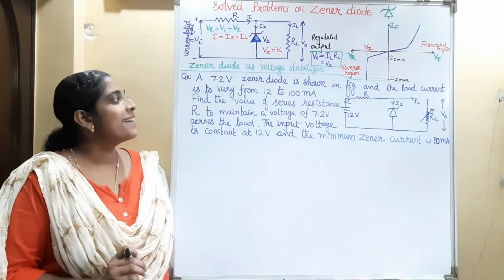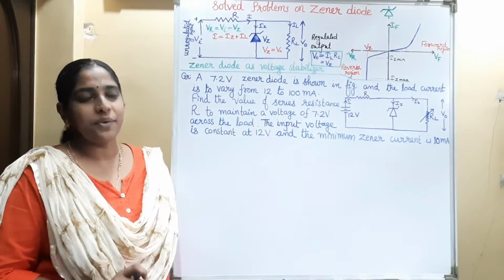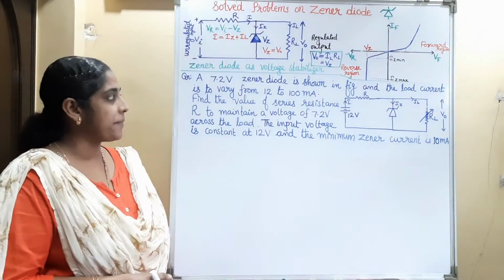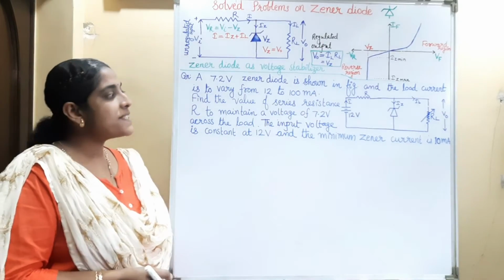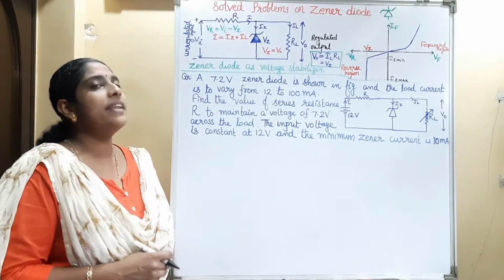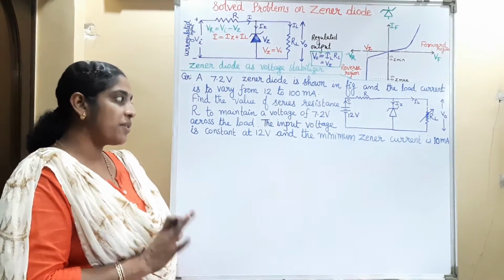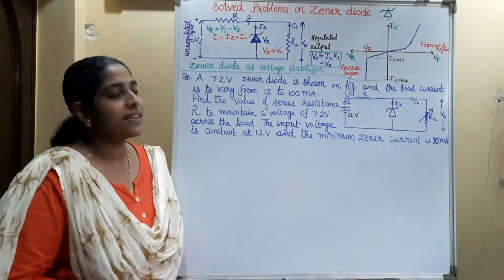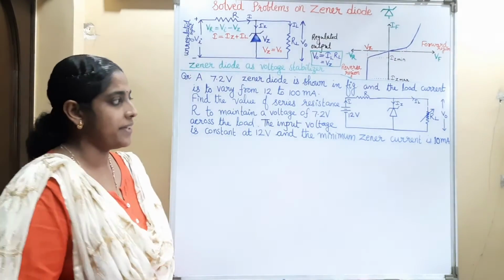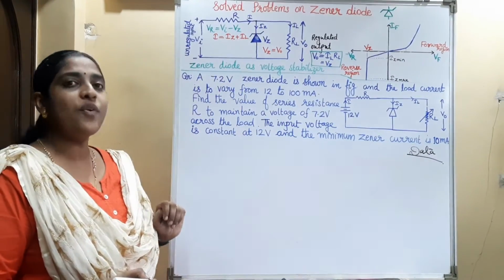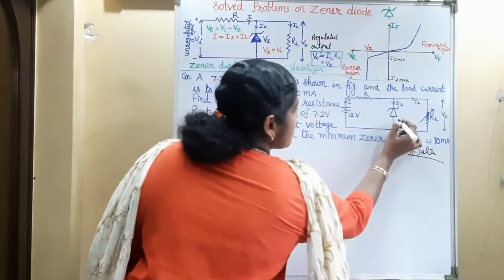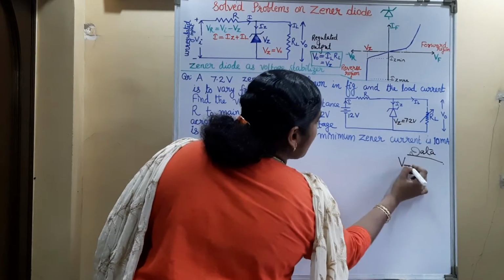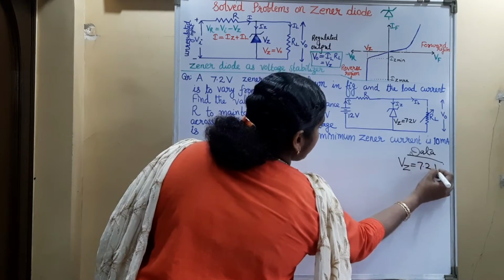See the next question. A 7.2 volt Zener diode is shown in the figure and the load current is to vary from 12 to 100 milliampere. Find the value of series resistance R to maintain a voltage of 7.2 volt across the load. The input voltage is constant at 12 volt and the minimum Zener current is 10 milliampere. Here a 7.2 volt Zener diode is shown. So this Zener voltage is equal to 7.2 volt, that is VZ equal to 7.2 volt.